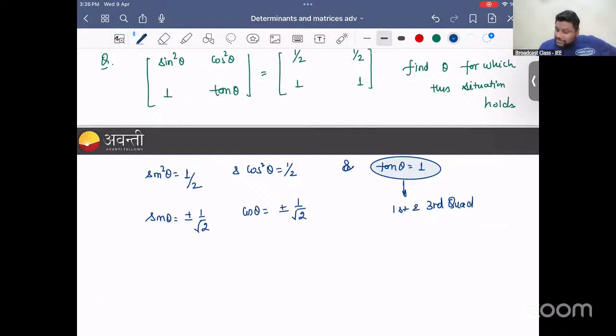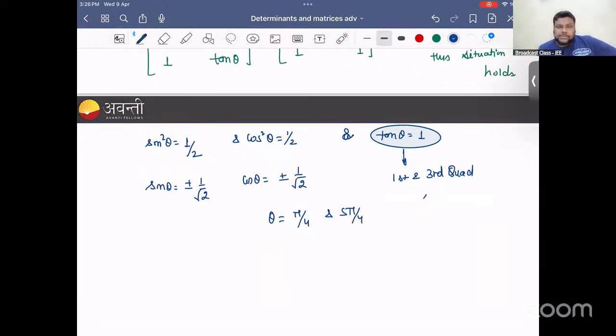So see, seeing all the situations, sin theta plus minus 1 by root 2 in 0 to 2 pi, you will say it is pi by 4, 3 pi by 4, 5 pi by 4, 7 pi by 4. Similarly, cos theta plus minus 1 by root 2, pi by 4, 3 pi by 4, 5 pi by 4, 7 pi by 4. Everything is working. But tan theta will lie in first and third quadrant only. So you will say it is pi by 4 and 5 pi by 4.